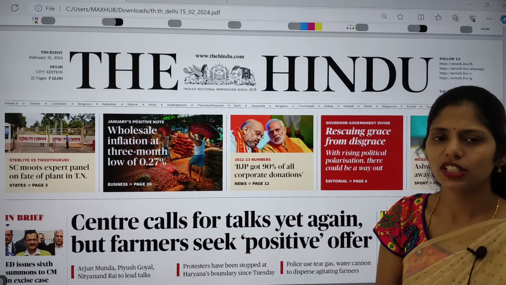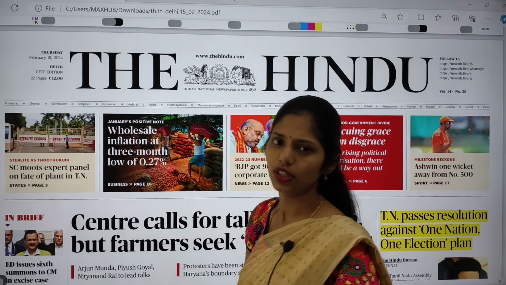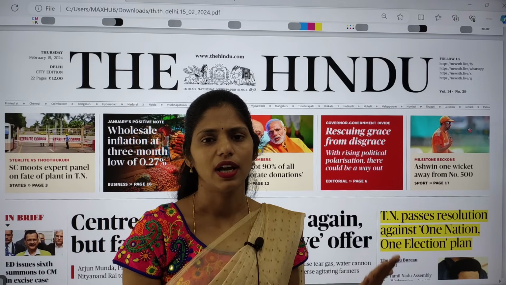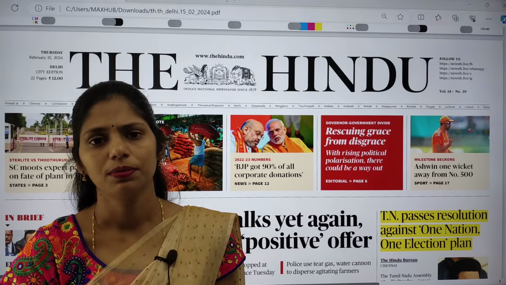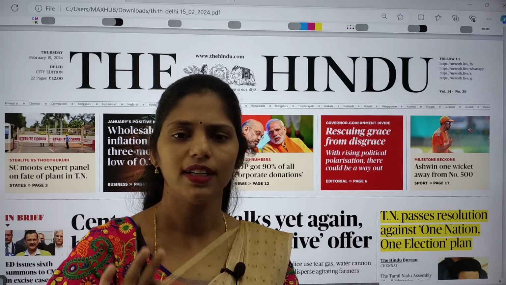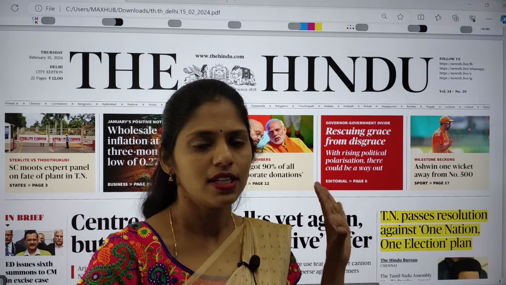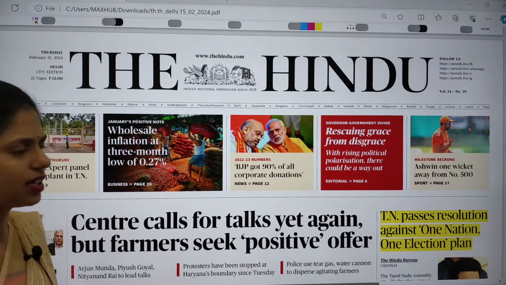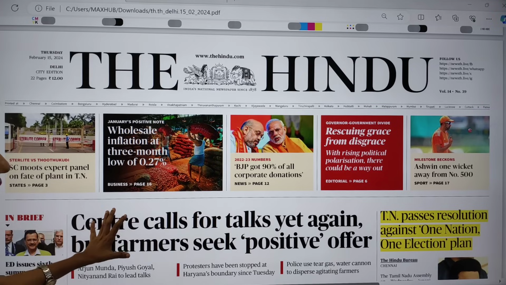Whichever edition you are getting, in whichever city you are living, you will get that edition, like Coimbatore, Bangalore, Hyderabad, Thiruvananthapuram, Chennai. Whichever edition you get, you can read that. There will be no problem in the selection of the edition of The Hindu. So this is clear, right? Now let us start with our analysis.